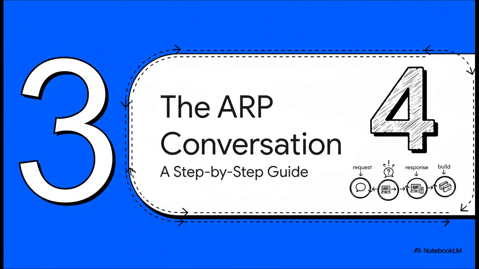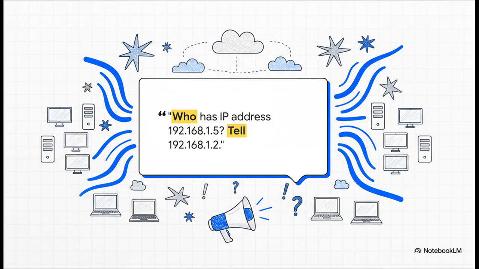Let's walk through it. It all starts with a shout. Seriously, imagine your computer is in a room full of other devices. It stands up and broadcasts a message to everyone. It's basically yelling, "Hey everybody, listen up. I'm looking for the device with IP address 192.168.1.5. If that's you, please tell me your physical address." This is the ARP request.